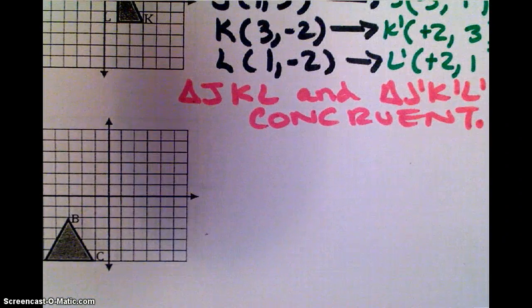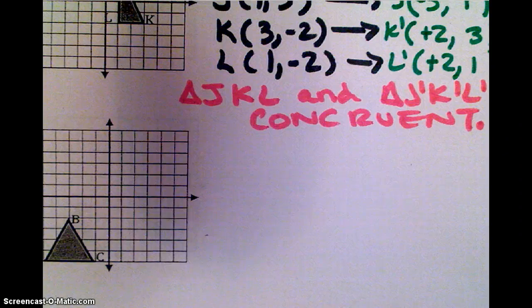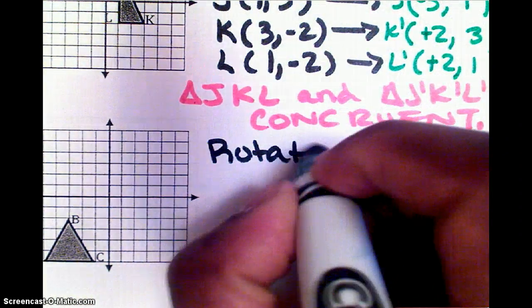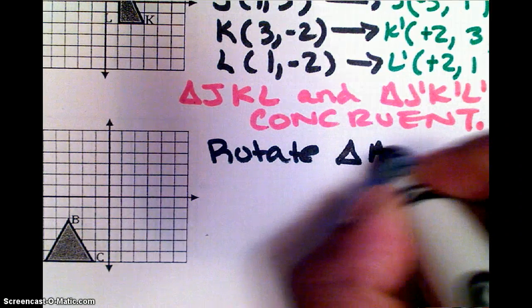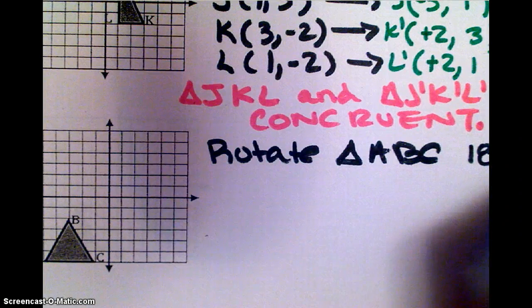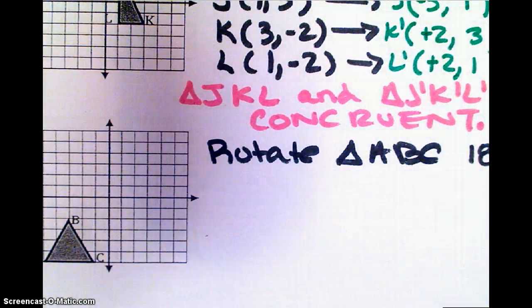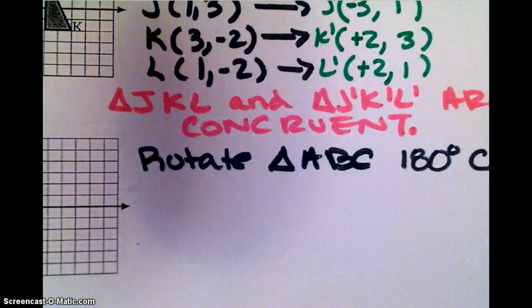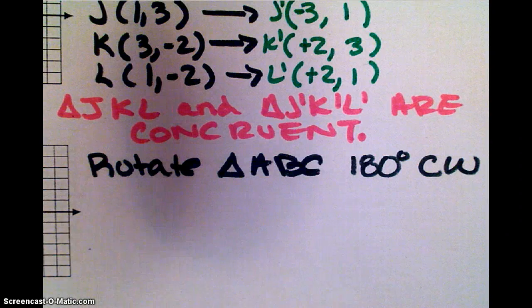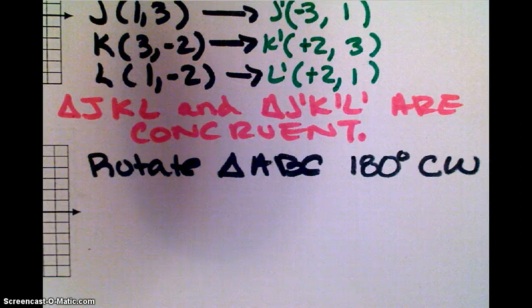Okay, now I want you to try one on your own. You're going to take triangle ABC, and what I want you to do is rotate triangle ABC 180 degrees clockwise. So rotate it 180 degrees clockwise around the origin. Our guest teacher is going to pause while you work. Once you get done, she's going to unpause it and you're going to check your work with what I have.